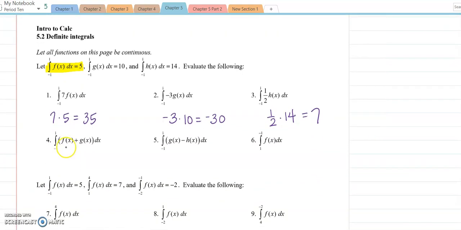Number 4, this function is creating a new function of the f and the g values, which is to say that you're kind of like stacking the g function on top of f because those are adding those values together. And in doing that, it really does add up the areas. So you'll add 5 and 10, and it makes 15. Number 5, you'll subtract those areas. So 10 minus 14 is -4.